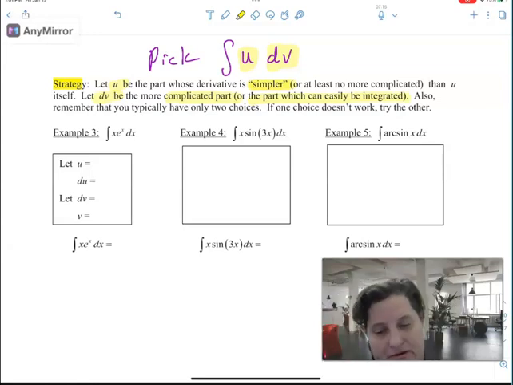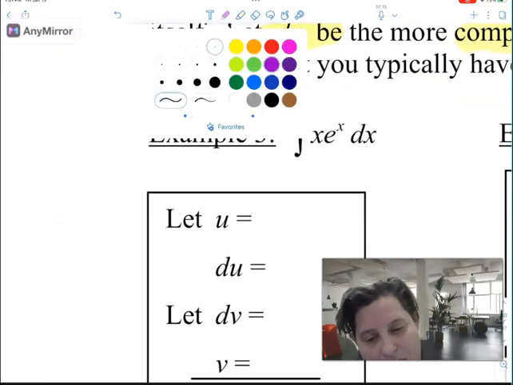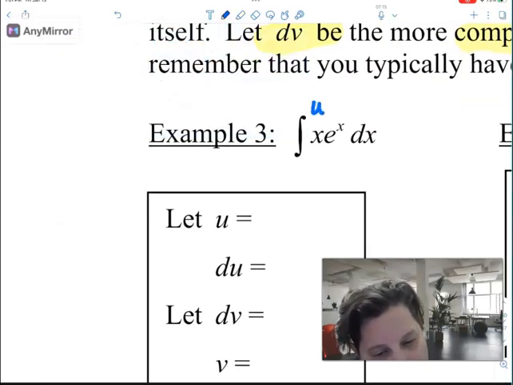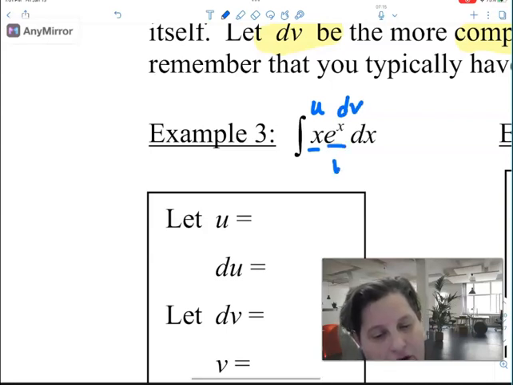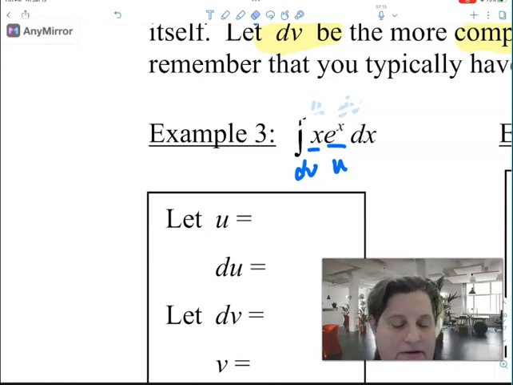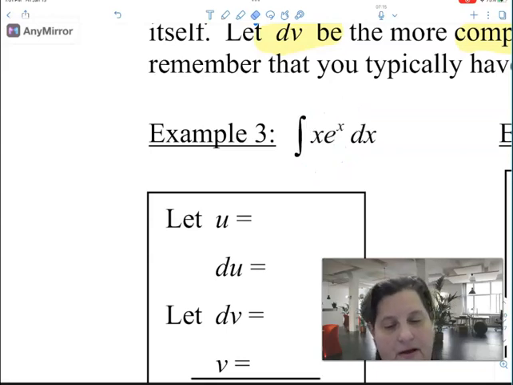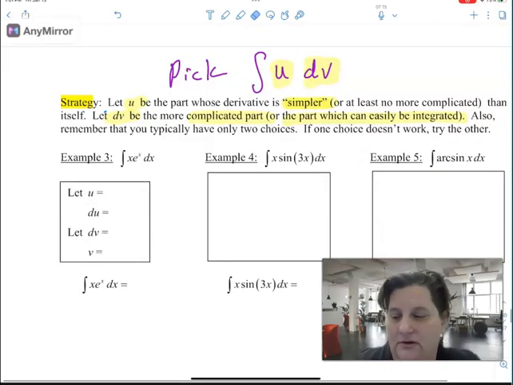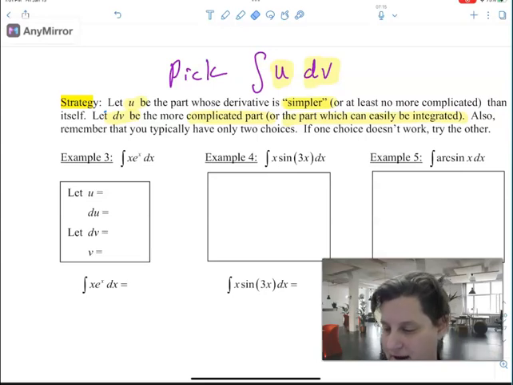You typically have two choices. Alright, so look here, you guys. In this question, am I going to let u be x and dv be e to the x? Or am I going to let u be e to the x and dv be x? Okay? You really only have two choices. If you try one and it doesn't work, go try the other one. Alright? Let me show you what I mean by that, okay?